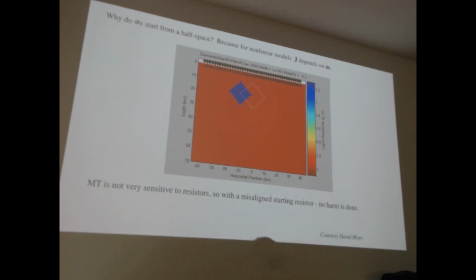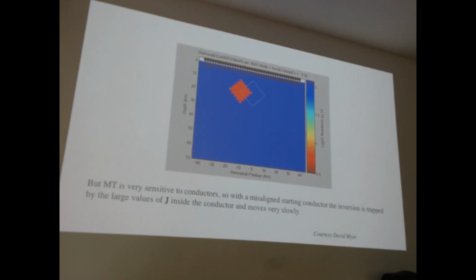So he did this, and lo and behold, no problem. The inversion algorithm took the resistor and moved it right where it should be. There's no harm done. The reason there's no harm done is the Jacobian matrix: because the MT isn't sensitive to resistors, the Jacobian matrix is small inside the resistor. He brought this to me and said, look, you're wrong, Steve, not a problem. And I said, you silly person, you shouldn't use the resistor.